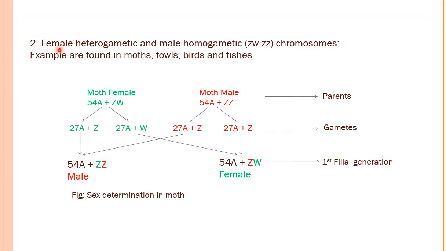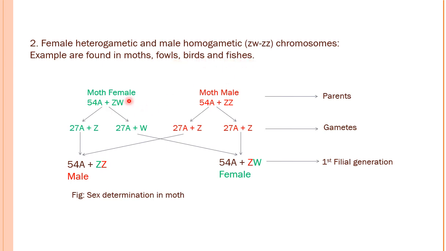In the second case, females are heterogametic and males are homogametic. So females are represented by ZW and the males are represented by ZZ. That means the X has been replaced by Z and Y has been replaced by W. The examples of this type of cases are found in moths, fowls, birds and fishes.